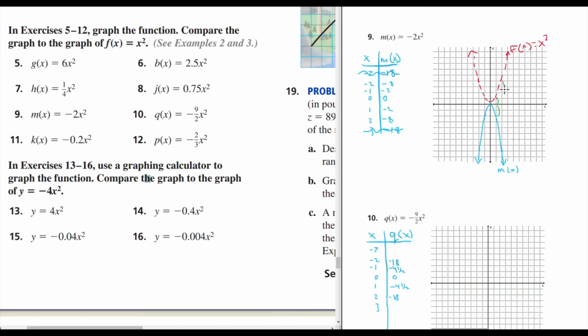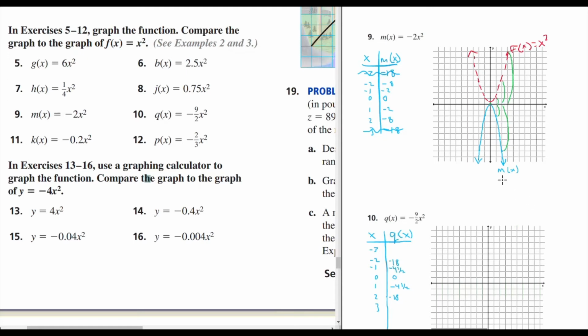This point was 4 units away. But now we're 2 times that distance, so now we're 8 units away from the x-axis with the point on the graph. This point was 9 units away, but now we're 2 times that, so we're 18 units away, so we'd have to go down to negative 18.